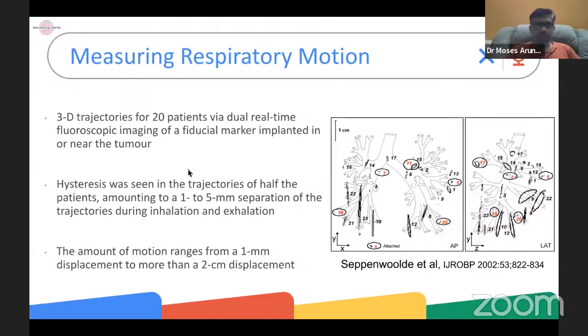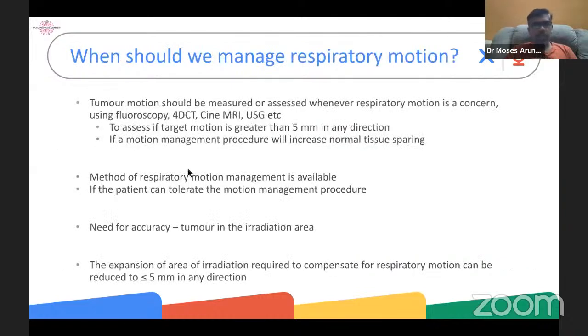So in the inhalatory phase and then the exhalatory phase, the tumors are occupying different positions within the same lung. All these are important things for us to know when we are trying to manage respiratory motion. So we've understood that there is a problem, and we have ended up measuring respiratory motion as well.